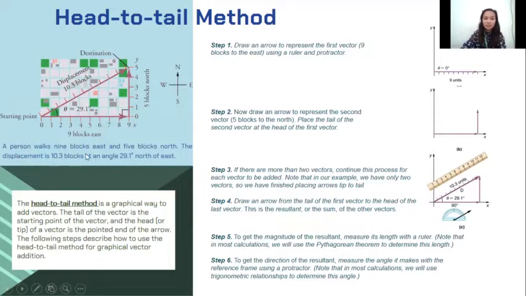A person walks 9 blocks east and 5 blocks north. The displacement is 10.3 blocks at an angle 29.1 degrees north of east. So, ito siya yung problem. Meron na siyang answer. Okay, si displacement niya is 10.3 blocks at an angle 29.1 north of east. So, how do we do this method?